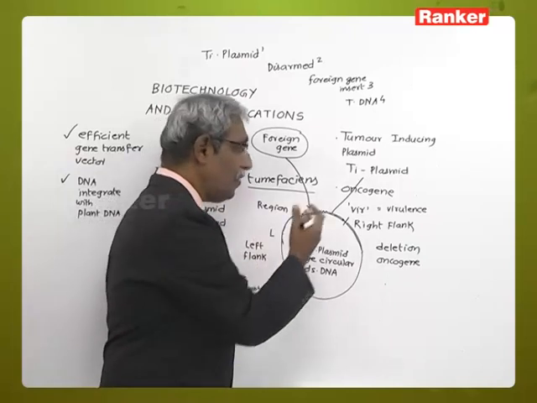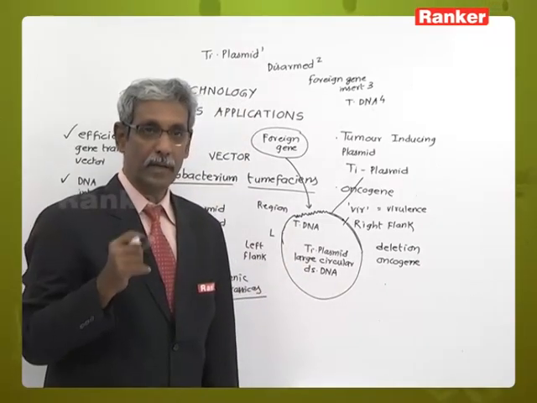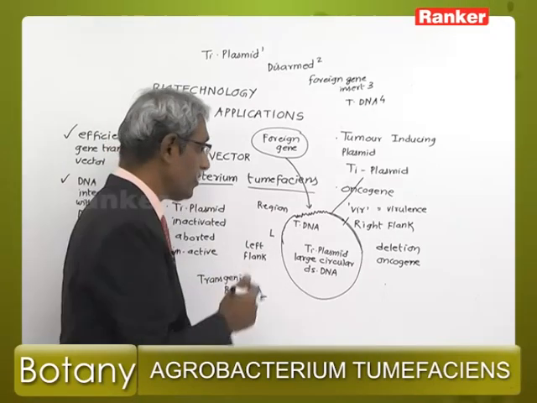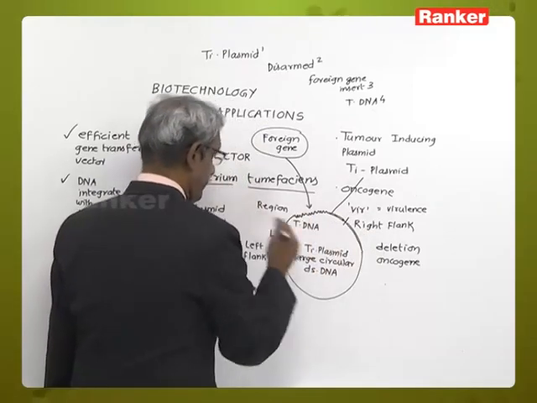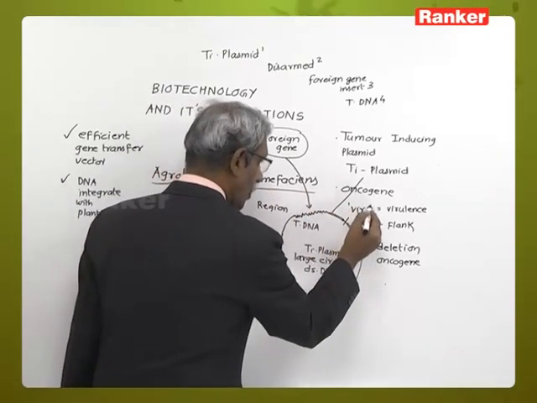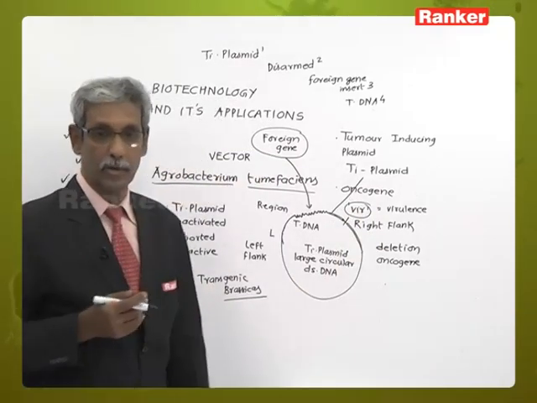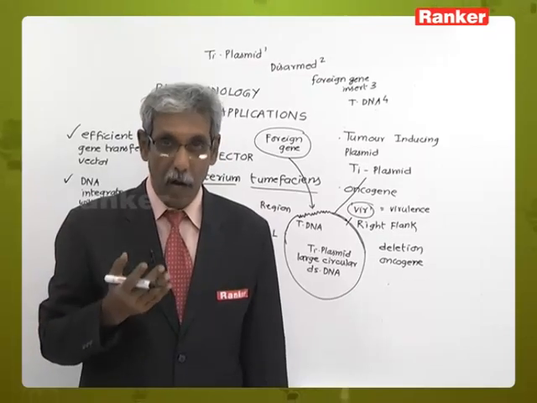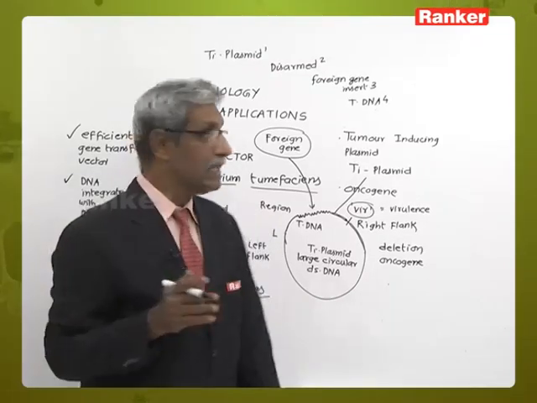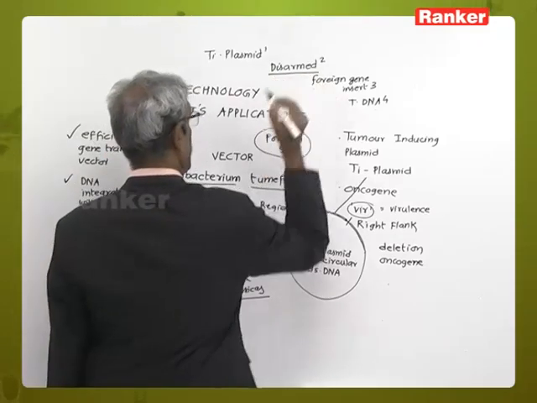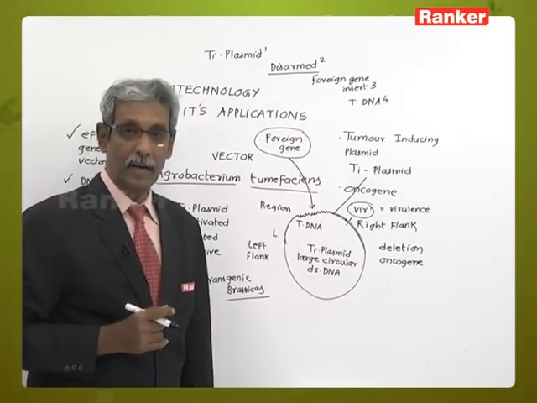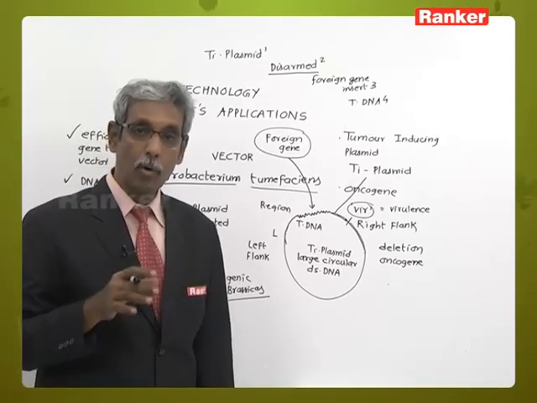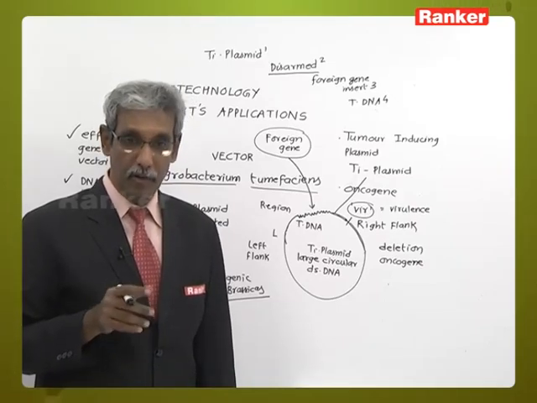Now, here again the virulence gene can also be removed, and a foreign gene of interest can be inserted in place of the virulent gene. So, you can take the oncogene out, or you can also take the virulent genes out. Whenever we take an oncogene out or your virulent gene out, you call this vector a disarmed vector. So, what is the meaning of the term disarmed vector? A disarmed vector is one in which the virulence gene or else the oncogene is removed, and in place you have the foreign gene of interest.